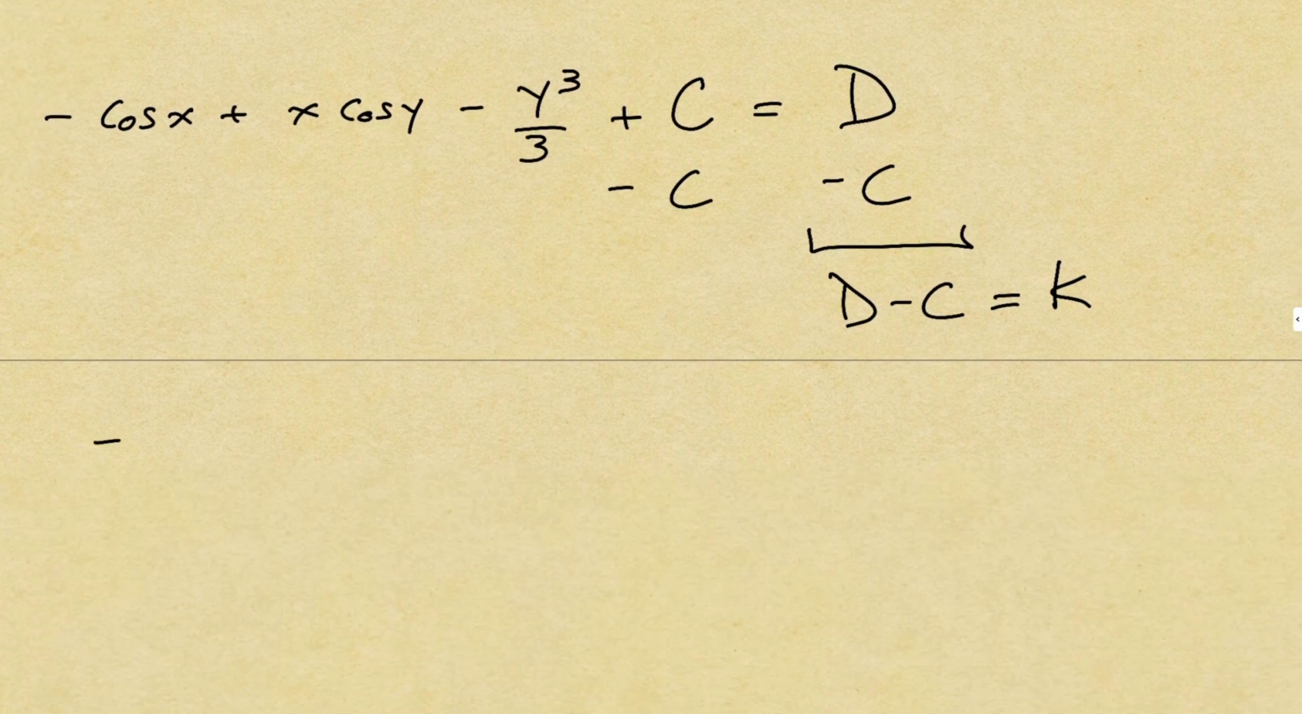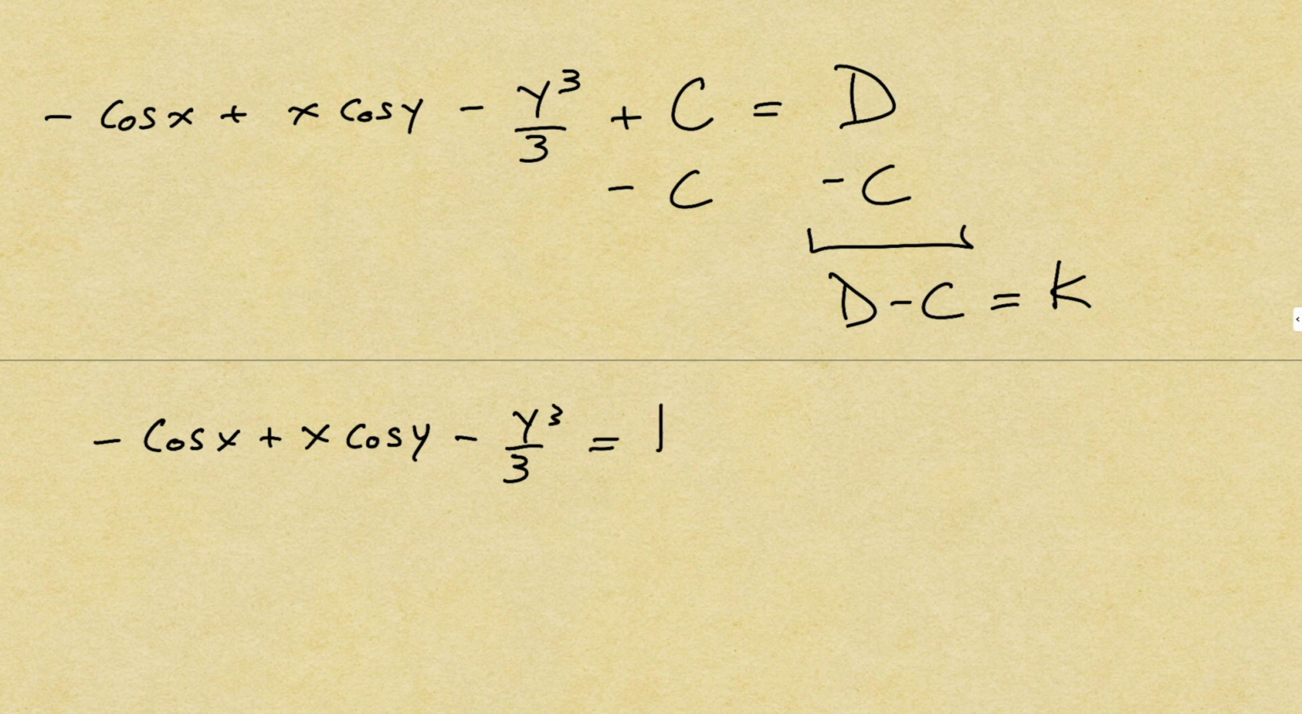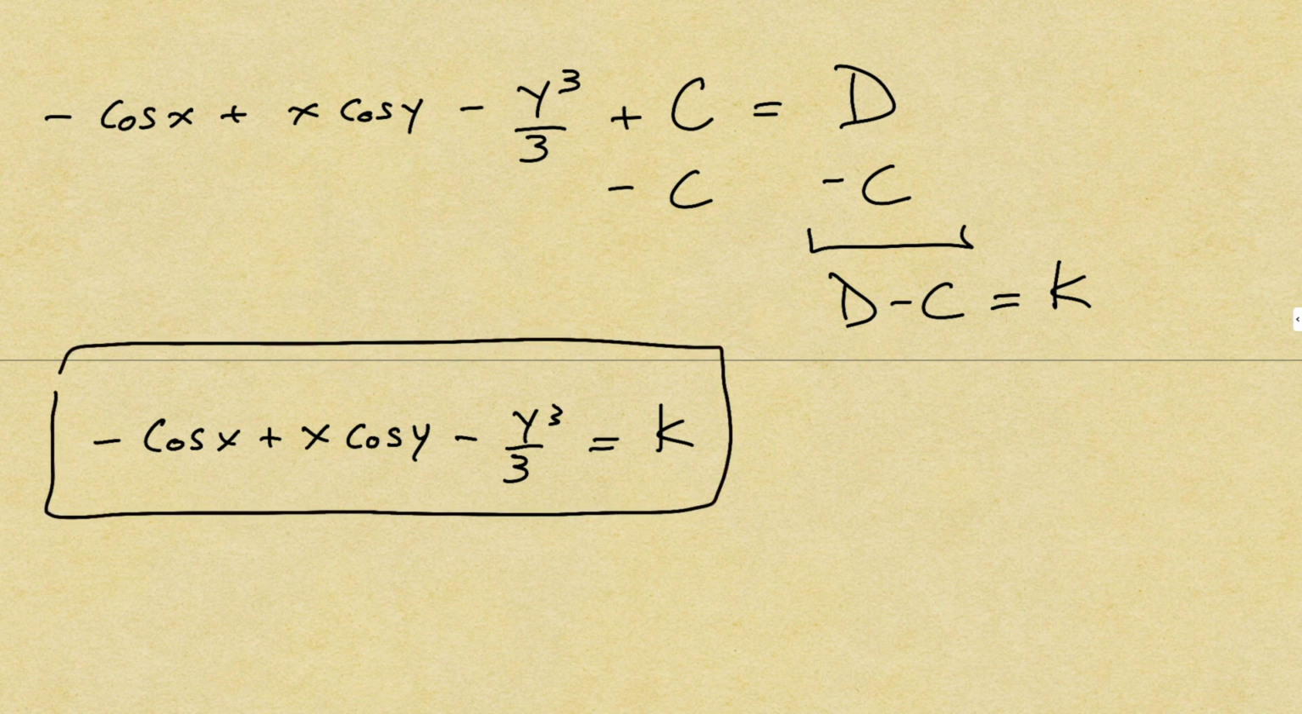Therefore, let's rewrite this here. We have a minus cosine x plus x cosine y minus y cubed over 3 equals big K. And now we're done. We can't solve this explicitly for y, so we have to leave it implicit. And we're finished. This is our general solution for the differential equation. That was exact. But of course, we can find K if we're given a condition. Here, we're not given a condition, therefore it's even easier, and we're finished. If we were given a condition, we would plug in for x and y and solve for that K.